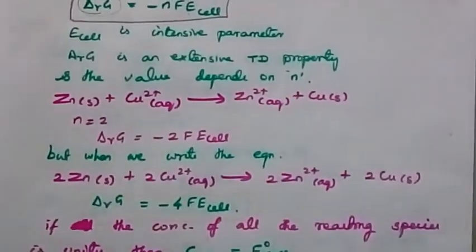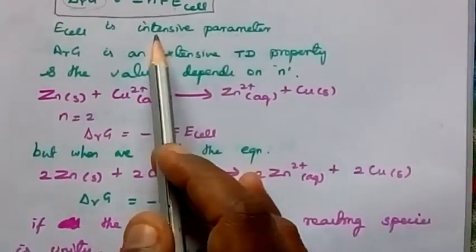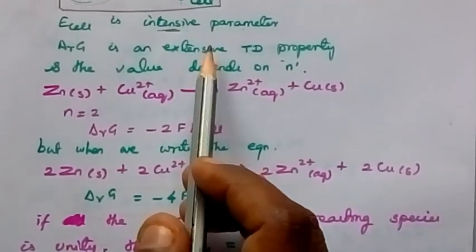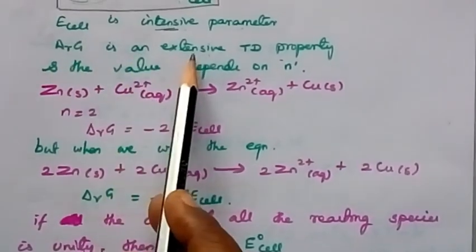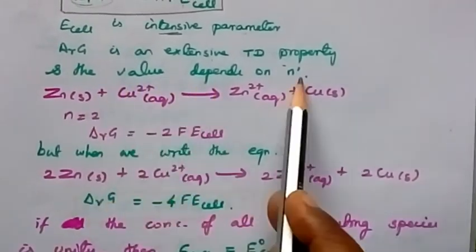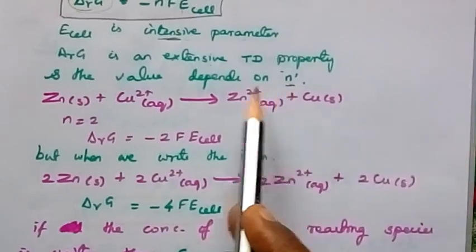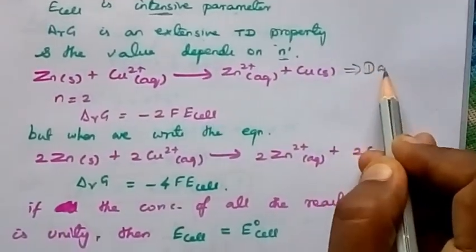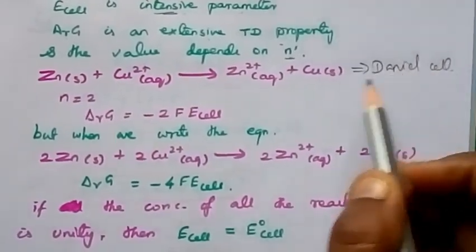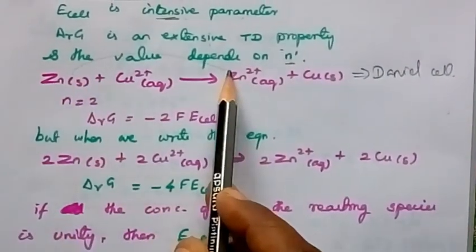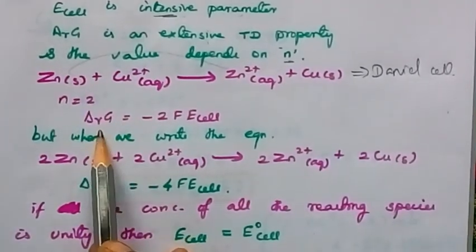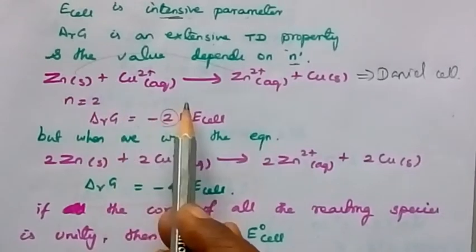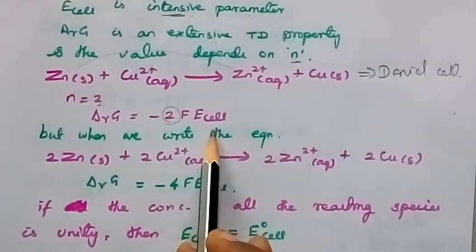EMF of the cell is an intensive parameter. We studied intensive and extensive in thermodynamics: extensive depends on the amount, intensive does not. So delta G naught is an extensive thermodynamic property and its value depends on N. Take our Daniell cell equation, where Zn is converted to Zn2 plus, for N is equal to 2. Delta R G is equal to minus NF E naught. N means 2 electrons, so 2F times the EMF of the cell.